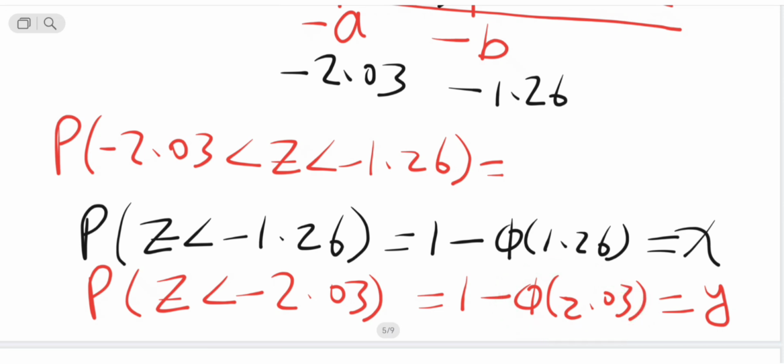So x is the bigger one because minus 1.26 is bigger than minus 2.03. So the bigger one is x, minus y. So x minus y equals the answer, whatever we get. I hope it is clear. I showed you all the types of questions the examiner can ask you. So these are the ways. It is very simple and clear.